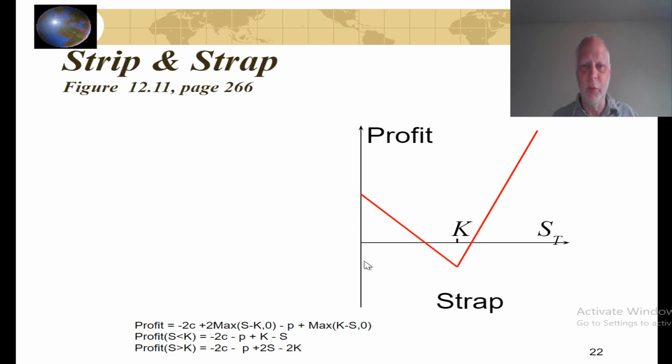If S goes to 0, then we end up with our maximum profit on the left of K minus P minus 2C, and then on the right, as for all call options, the maximum profit as S goes to infinity is infinity.